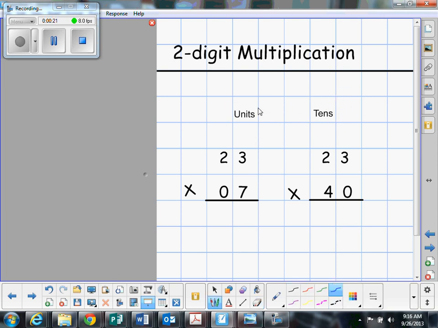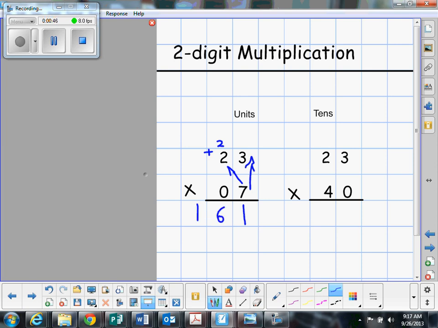So the 7. 7 times 3 is 21. When you're multiplying, first you multiply up with the units and then across. So 7 times 3 is 21. You put a 1 here, and you carry the 2 because the 20 is in the tens column up there. Then you go across. 7 times 2 is 14. You add that 2, which ends up being 16, like so.